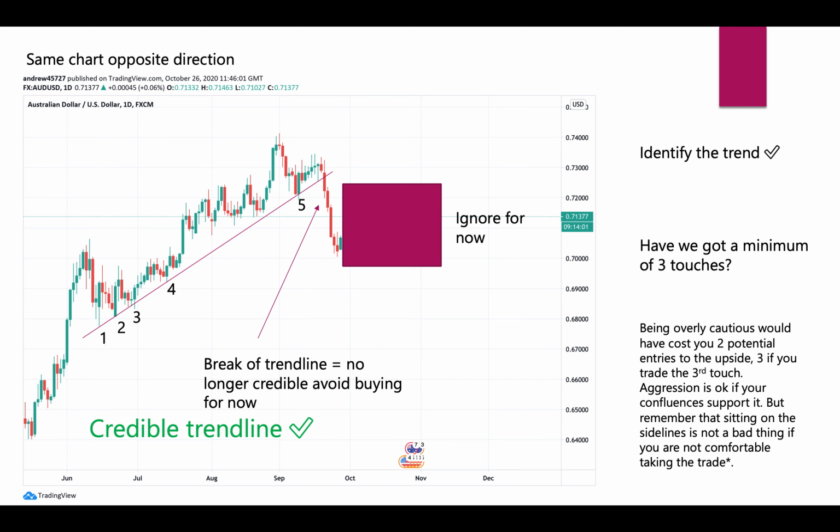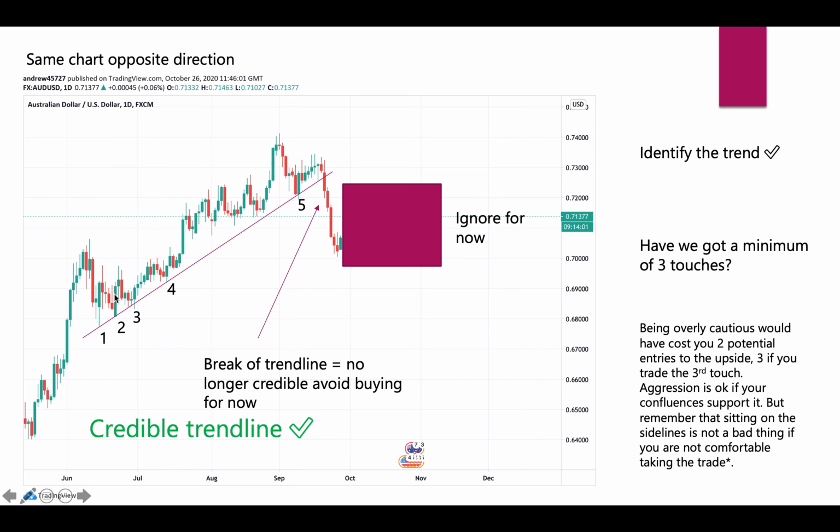Now, aggression is okay if your confluences support it, so obviously don't just use the 3rd touch as your confluence. If you trade like that, it's part of your strategy, you crack on. Personally, I'd probably look for more confluences. Maybe if this is a previous level of structure, I'd probably look to trade the 3rd touch. But remember that sitting on the sidelines is not a bad thing if you're not comfortable taking the trade.